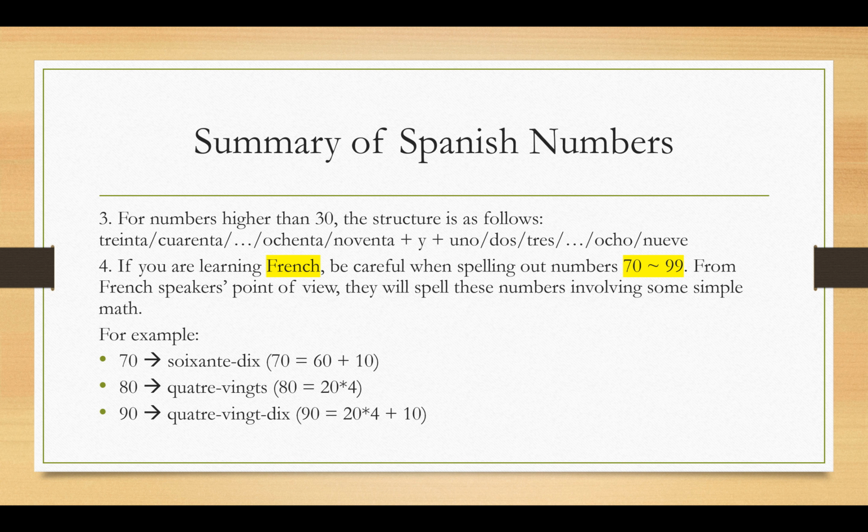4. If you're learning French, be careful when spelling out numbers 70 to 99. From their point of view, they will spell these numbers involving some simple math. For example, 70 is soixante-dix, which means 60 plus 10. 80 will become quatre-vingts, which means 20 times 4. 90 is quatre-vingt-dix, which means 20 times 4 plus 10.